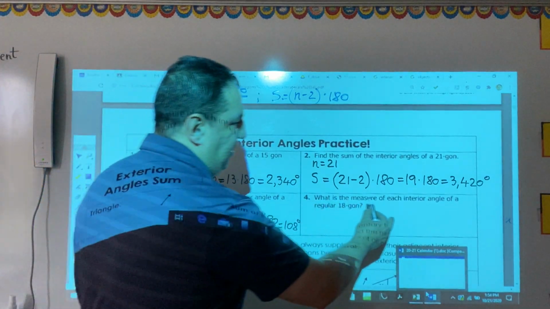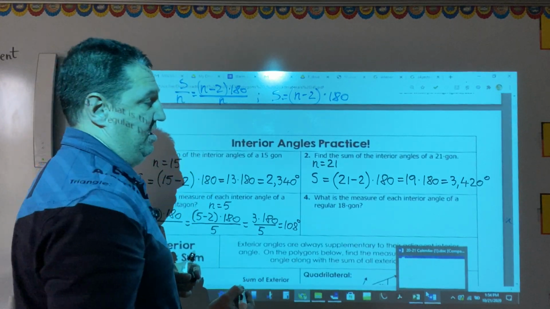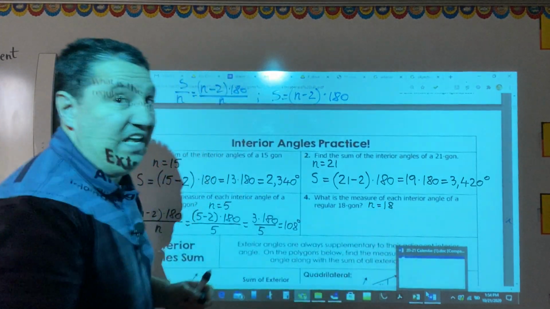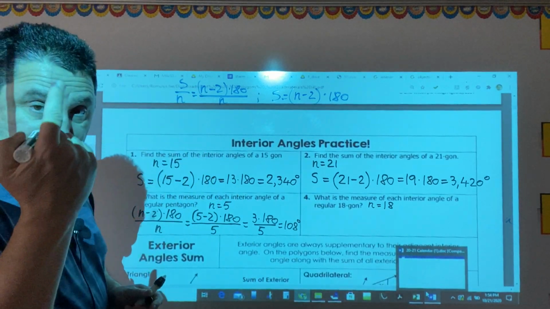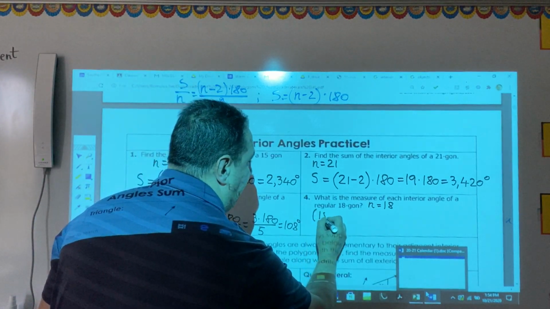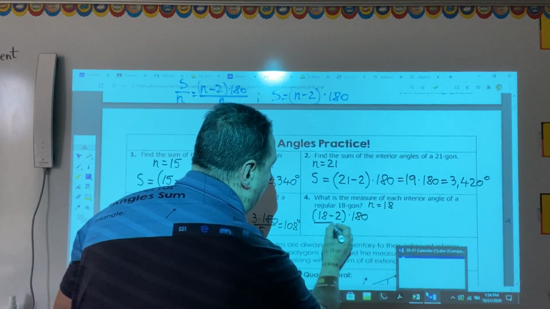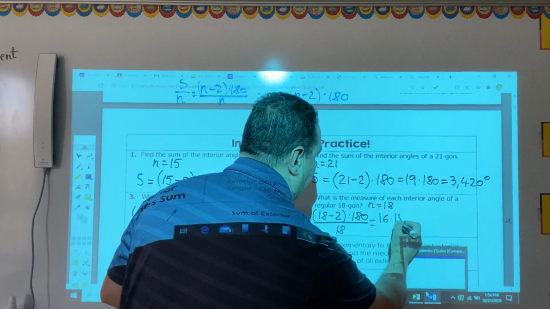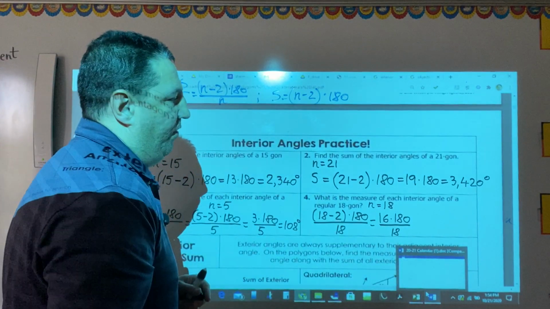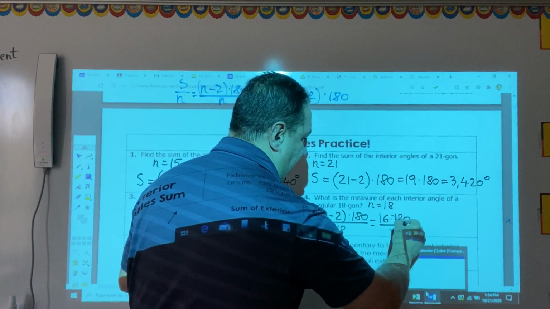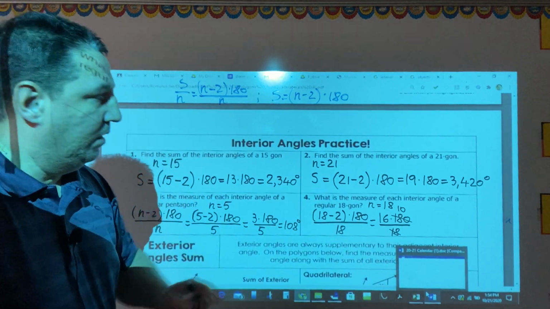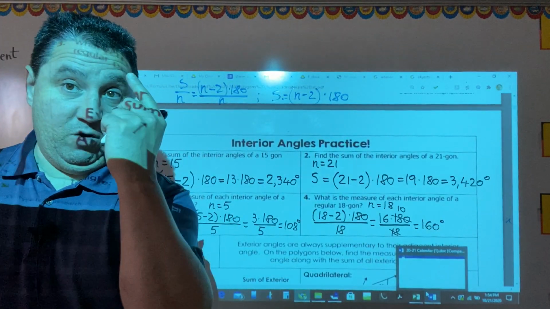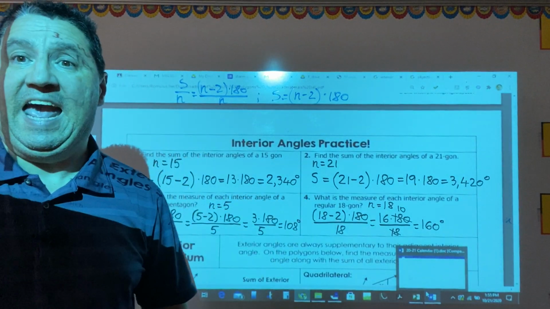And the last one, what is the measure of each interior angle of a regular 18-gon? This polygon has 18 sides, so n equals 18. Again, we apply the same formula to find the measure of one angle. So you have 18 minus 2 times 180 over 18. 18 minus 2 equals 16 times 180 over 18. Now, 180 divided by 18 is 10. Then we multiply 16 by 10 and we get 160 degrees. That's the measure of one interior angle for an 18-gon.